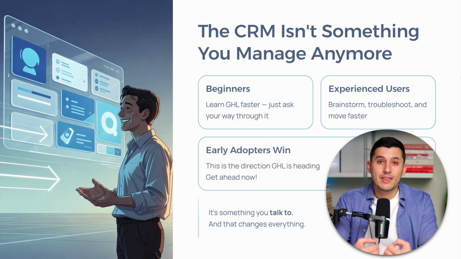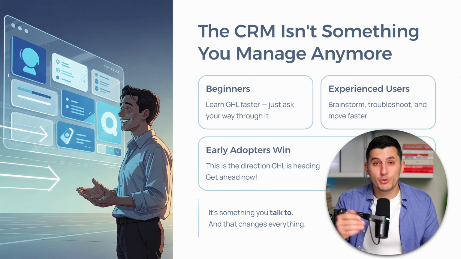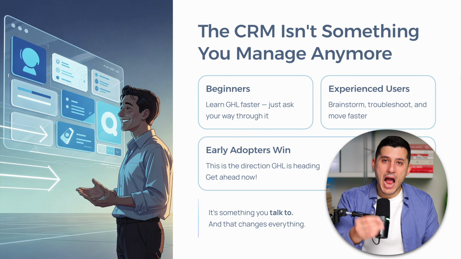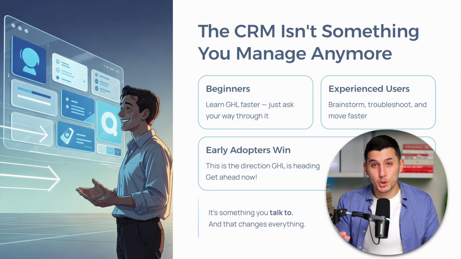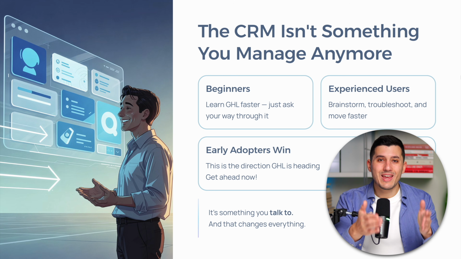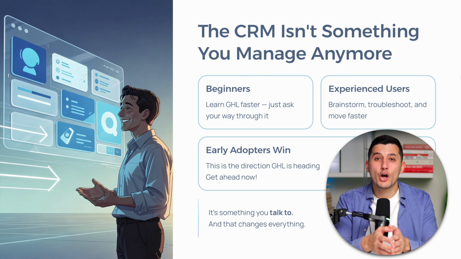I personally think this is essential for beginners to learn the software. For users who already know HighLevel, this is good for brainstorming. Just talking to this HighLevel assistant with no filter and see how you can get to where you need to be faster. And this is good for troubleshooting because it can go through the entire contact's history and find automation flaws.